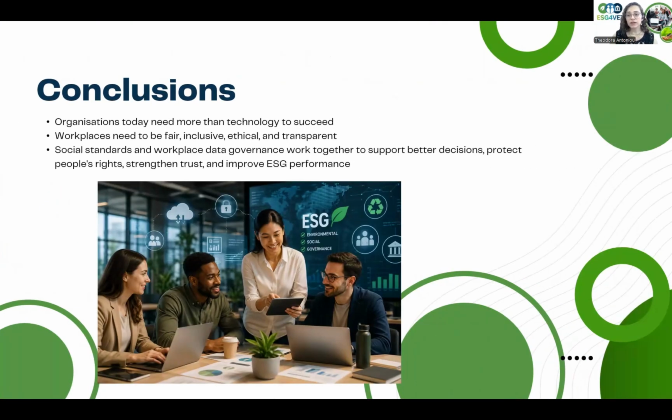To conclude, organizations today need more than technology to succeed. They need workplaces that are fair, inclusive, ethical, and transparent, while also managing information responsibly and securely. Social standards and workplace data governance work together to support better decisions, protect people's rights, strengthen trust, and improve ESG performance.